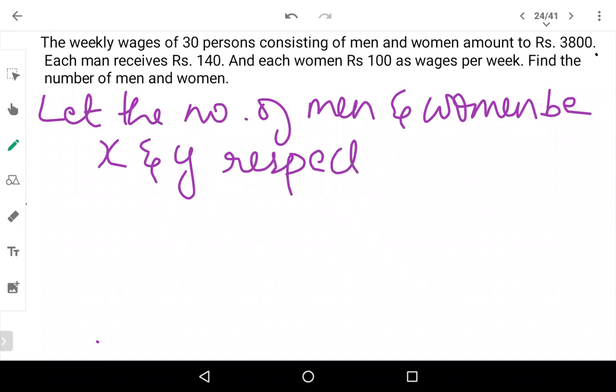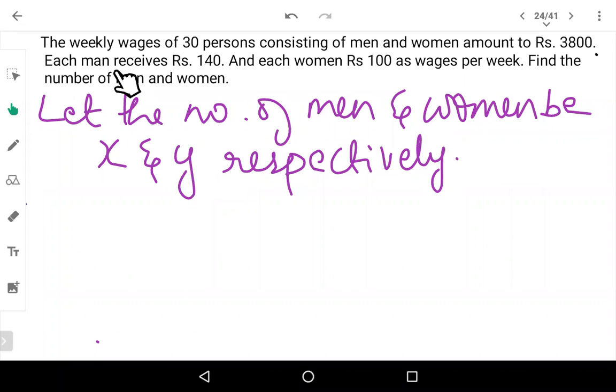Now, why are we deriving this first? Because if you see the question, what have they asked us to find out? Find the number of men and women. Whatever they have asked us to find, that should be assumed as x and y. So here I am assuming the number of men to be x and number of women to be y. When I say respectively, whoever comes first, men will be x and women will be y. So that is the major derivation.